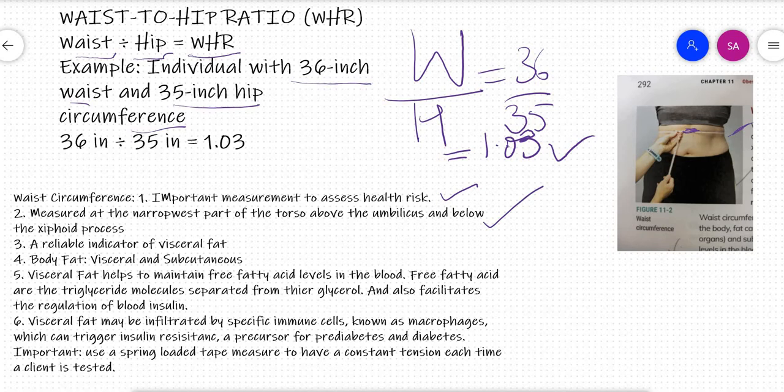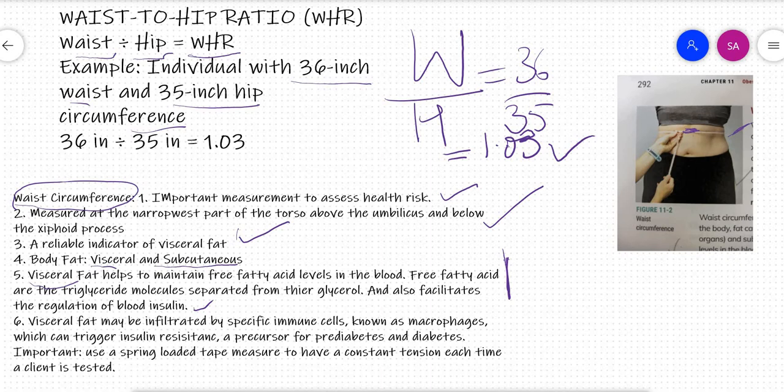Another is that waist circumference is an important indicator of visceral fat. Now, body fat is of two types, visceral and subcutaneous. Visceral fat is basically the fat surrounding the internal organs of the body, and subcutaneous is just under the skin. The visceral fat helps to maintain free fatty acid levels in the blood and also facilitates the regulation of blood insulin. This is a very important point. You must remember it. It may come in the exam also.